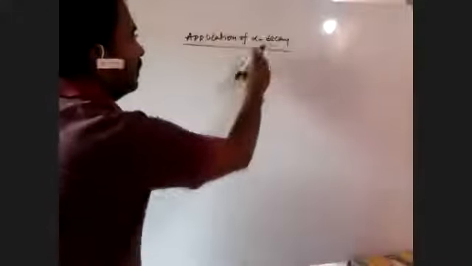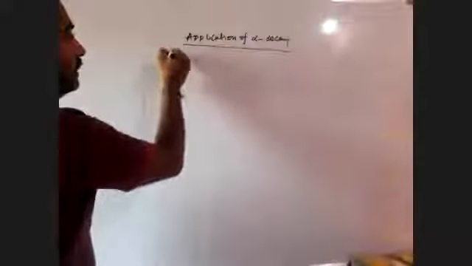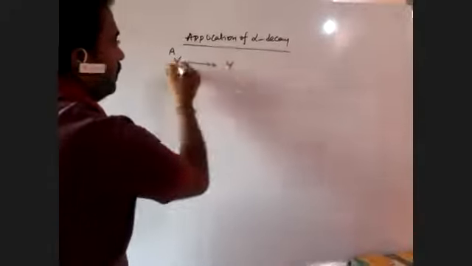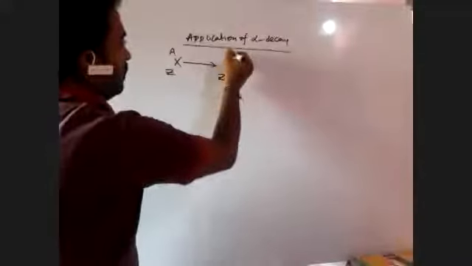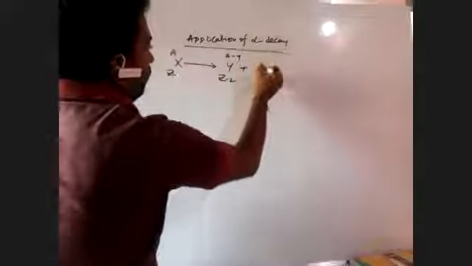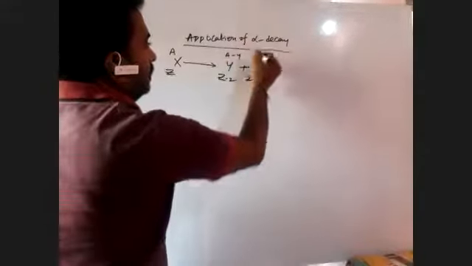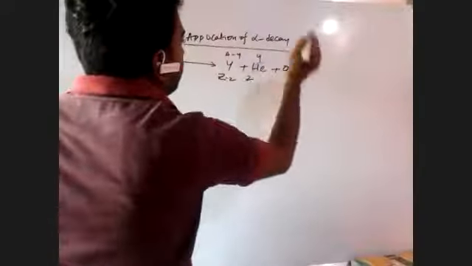When an unstable nucleus emits an alpha particle, that is called alpha decay. That is, X with atomic number Z and mass number A is an unstable nucleus. When it emits an alpha particle, this parent will become a daughter, that is Z minus 2, A minus 4. I'll get an alpha particle, which I can write as helium-4, and I'll also get some energy Q.